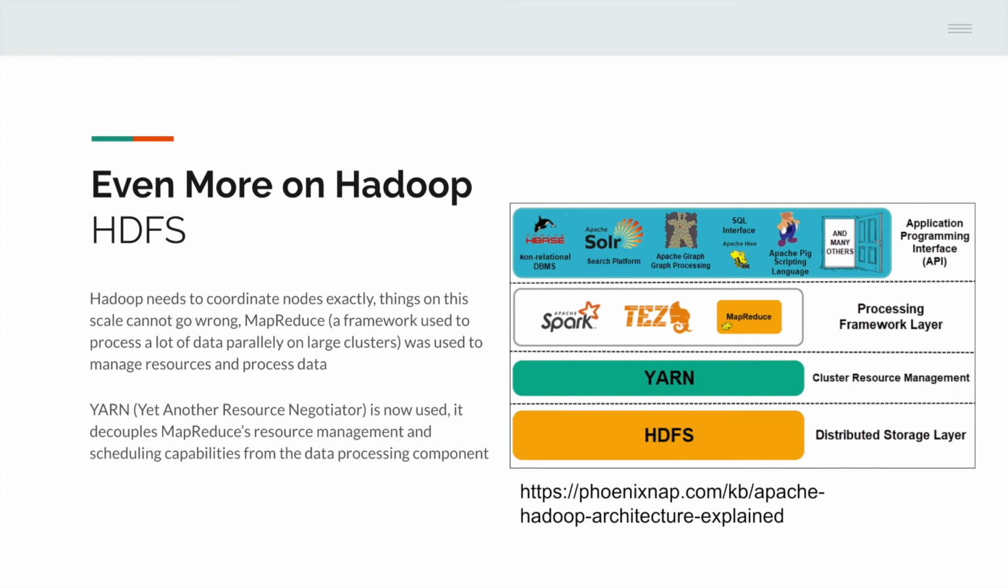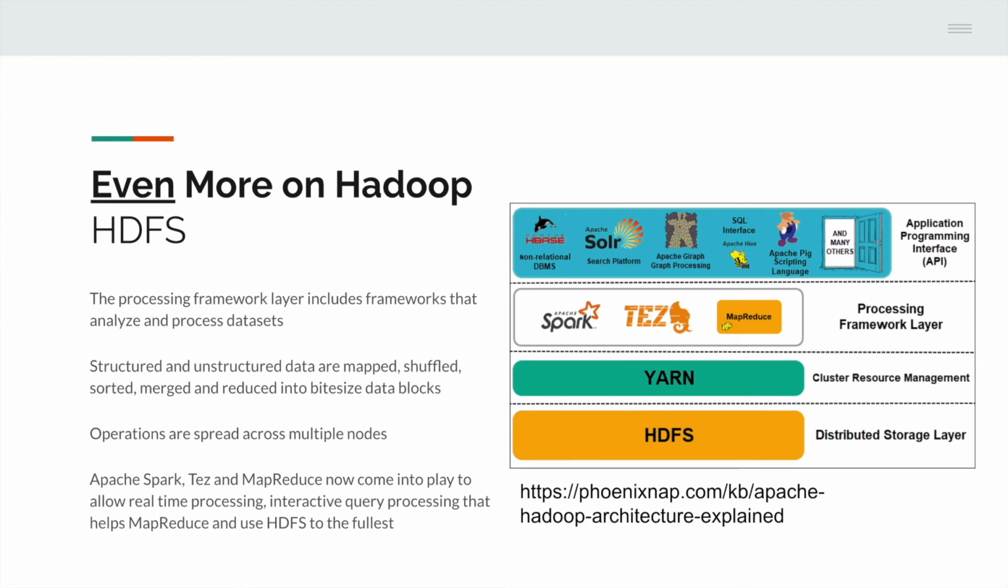So MapReduce, which is a framework used to process a lot of data in parallel on large clusters, was used to manage resources on my nodes and process all that data. But more recently we use Yarn. Yarn stands for Yet Another Resource Negotiator, and it basically takes MapReduce's resource management and scheduling capabilities and data processing capabilities and splits them all up. So that means that MapReduce can just solely focus on data processing, and the resource management and scheduling is handled by Yarn.